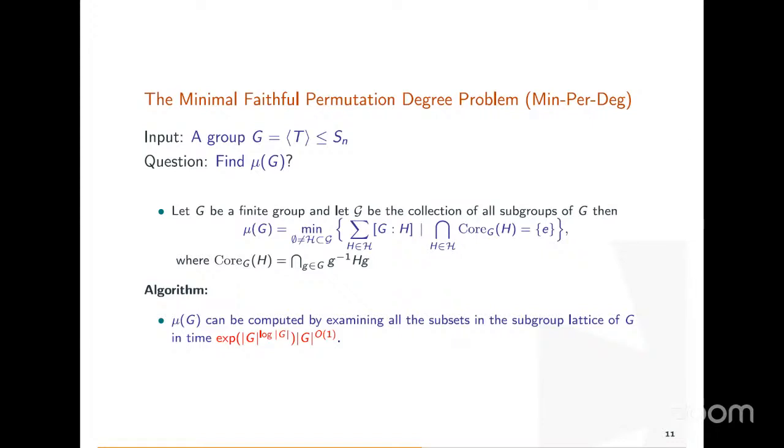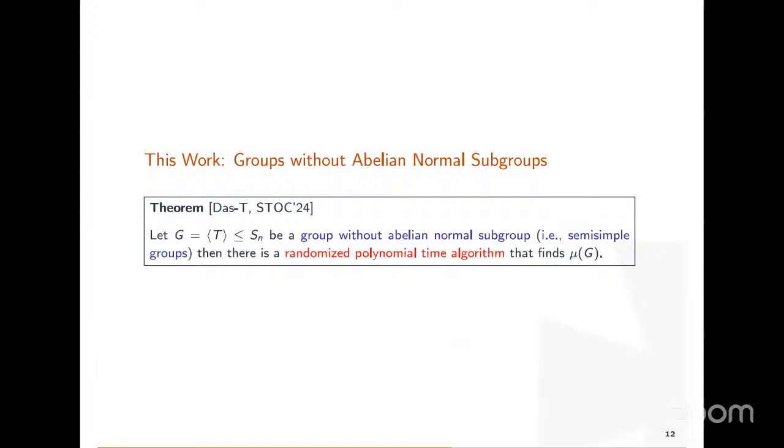What we have considered is also some special classes of groups, known as semi-simple groups. What we have shown is that, given a group G which is semi-simple, by which I mean it does not have any abelian normal subgroup, there is a randomized polynomial time algorithm that can compute mu(G).